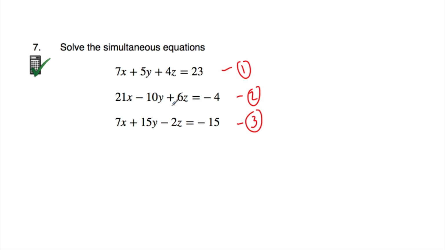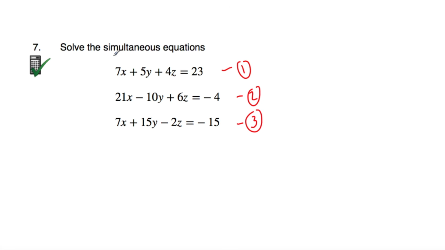And in terms of the variables that we want to cancel out here, we could cancel out the x's quite nicely. We could multiply the top equation by 3 to get 21x, and we've got 21x here, and then take away the equations. Likewise, we could multiply equation 3 by 3 as well, and we would get 21x. So I think cancelling out the x's would be quite a good choice here. In terms of cancelling out the y's, because we've got 5y, minus 10y and 15y, that'd be quite nice as well. And also the z's are quite nice to cancel out because we've got 4z, 6z, and minus 2z.